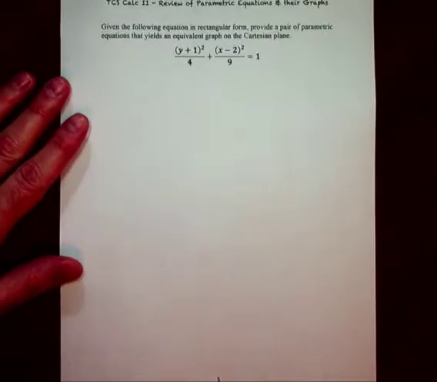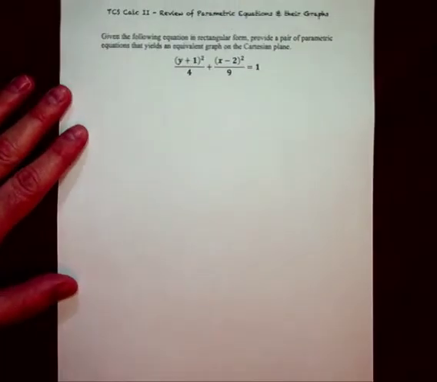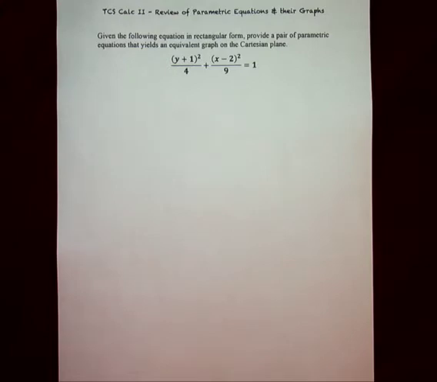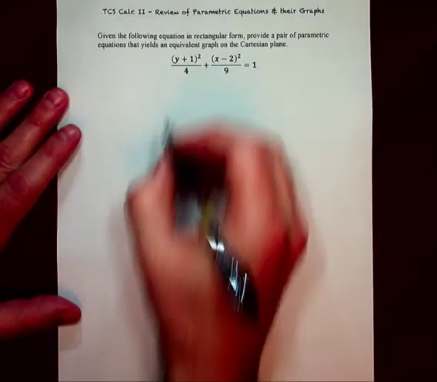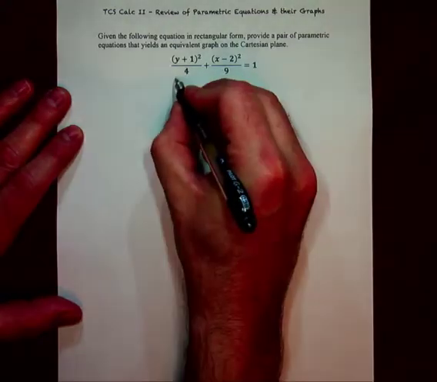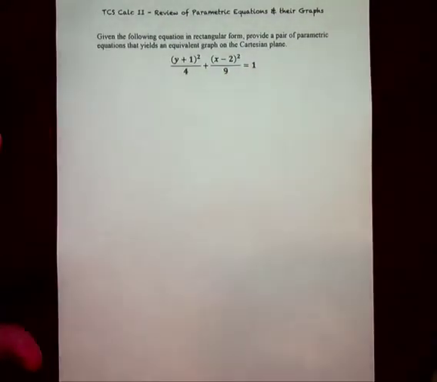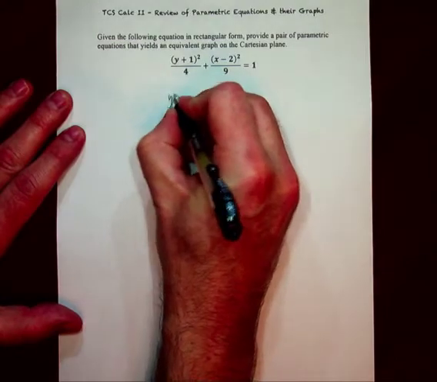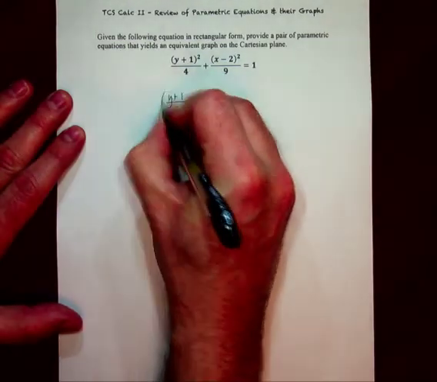All right, well, let's actually try to go the other way. We have basically seen how we can eliminate the parameter for an ellipse and take it from parametric over to rectangular. But let's go ahead and go from rectangular back to parametric. All we have to do is figure out a way to represent each of these terms as something squared. And that's not all that complicated, right?